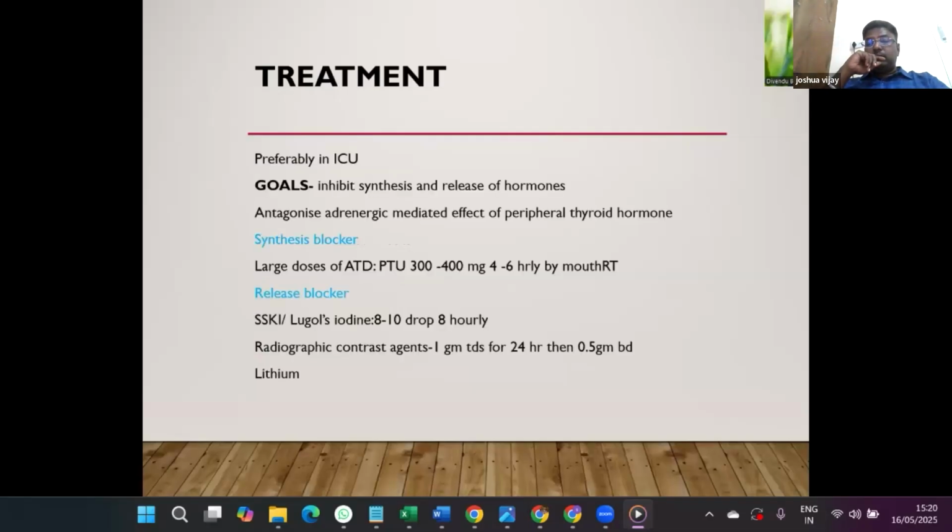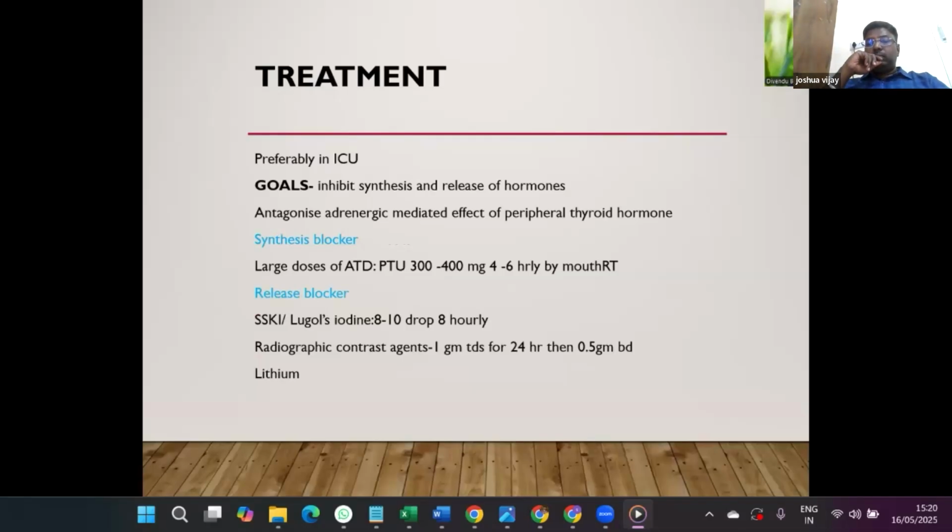So the goal is to inhibit the synthesis and release of the hormone. We can give anti-thyroid medication like PTU, because it is short-acting and acts fast. So PTU is the drug of choice. During the thyroid storm, it can be given 300 to 400 milligrams, 4 to 6 hourly by mouth or by a Dobhoff tube. We have to stop the release also.